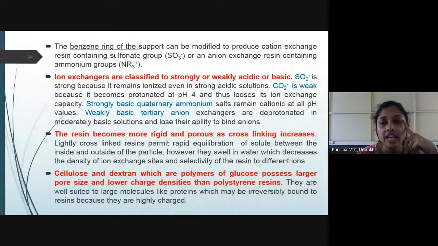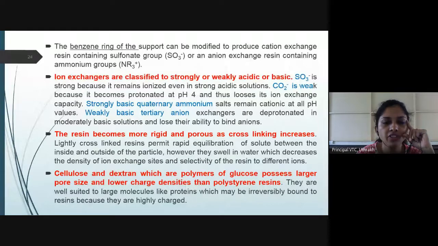If there is an SO3 minus group, it will be a strong cation exchanger, and if it is COO minus, it will be a weak cation exchanger. If there is a quaternary ammonium group, it will be a strong anion exchanger, and if there is a tertiary amine group, it will be a weak anion exchanger.